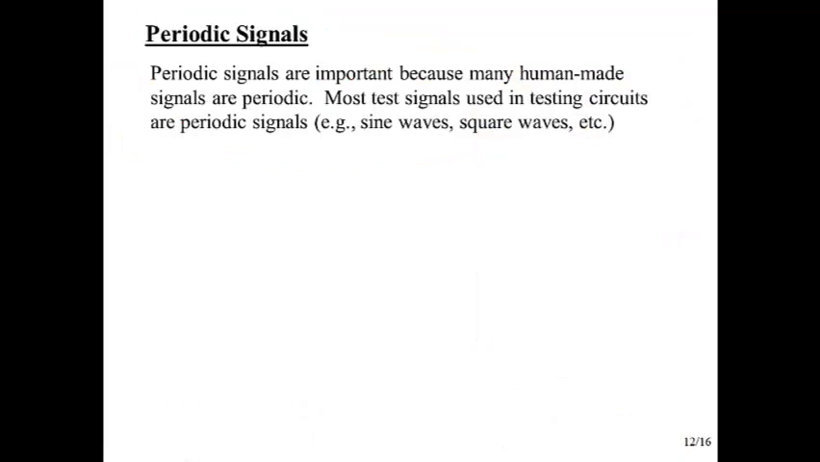Okay, so some signals that we run into are called periodic signals, and they more often than not come from some human-made device, and you've seen a lot of these in the lab. They're great for testing circuits. So we've seen sine waves, they're periodic, square waves, or at least periodic square waves, triangle waves, and things like that.